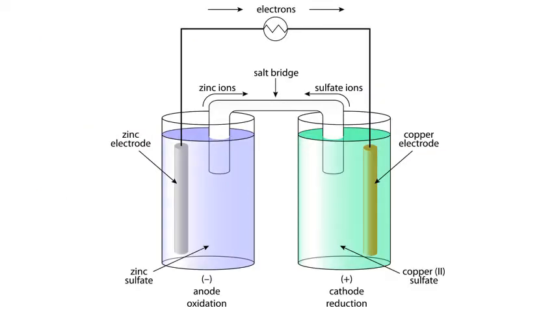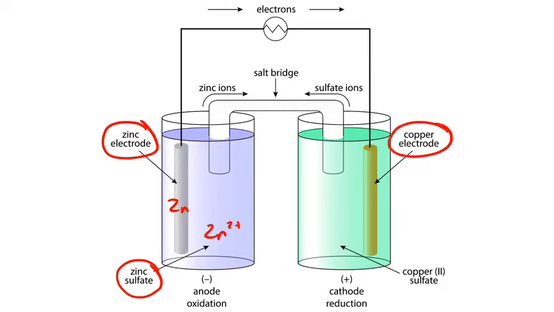Normally, we take the first metal, in this case zinc, and we put it in a solution of its ions, zinc sulfate. So that's got zinc 2+ ions in here. There's the zinc and the zinc 2+. And we take a different container with the other metal, in this case copper, in a solution of its ions. So we've got copper 2+ in there.